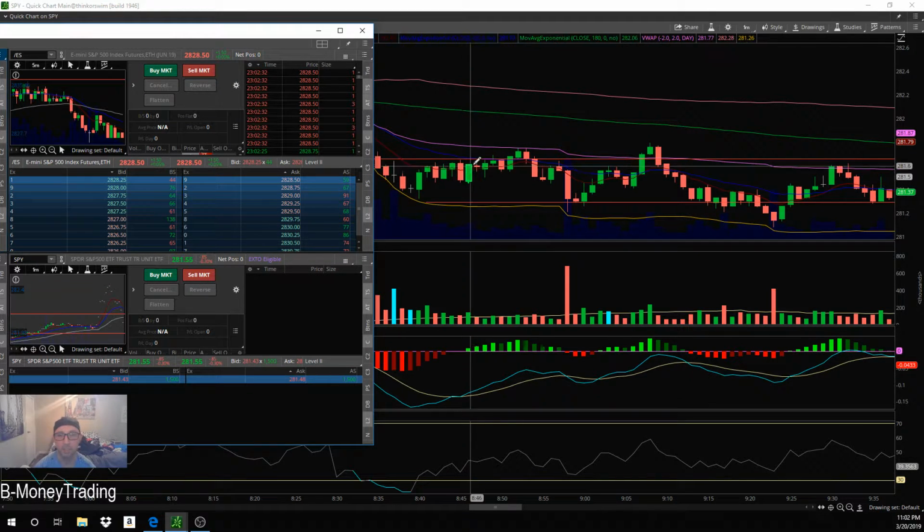So anyhow, I'll be watching this as well as volume. How strong is this going, how much is getting bought up or sold, is it red or is it green?